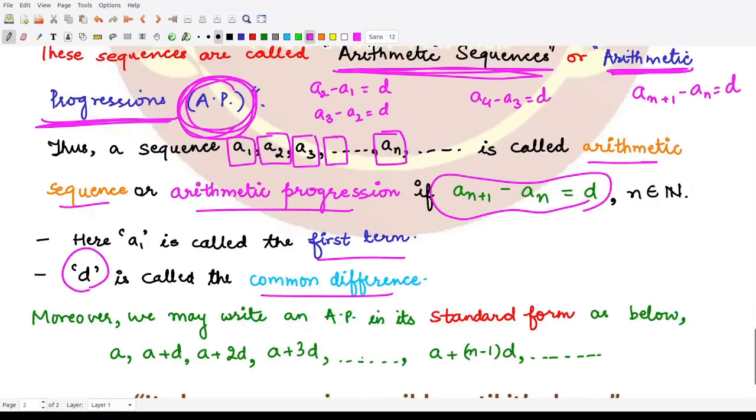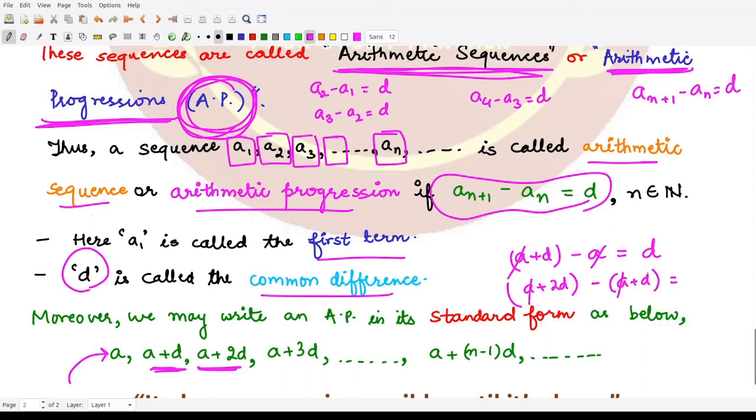Moreover, you can write the general or standard form of an arithmetic progression as follows. If you take the first term to be small a, then the next term is obtained when you add d to it. When you take the difference, the second term minus the first term, you see a and a cancel out, which is equal to d, the common difference. Similarly, the difference between the third term and the second term is (a + 2d) minus (a + d). So a and a cancel, and you are left with 2d minus d, which is d.